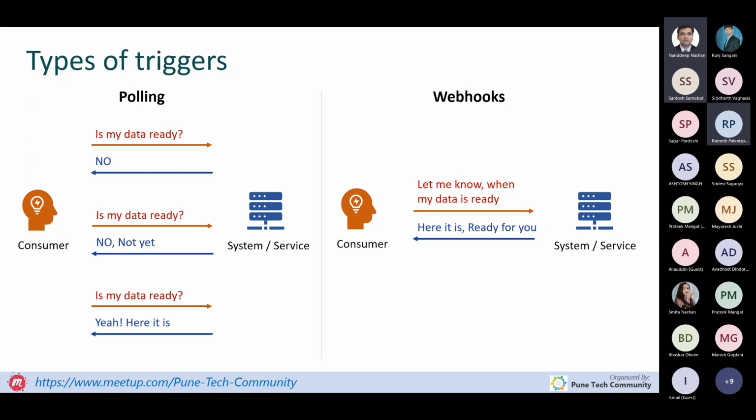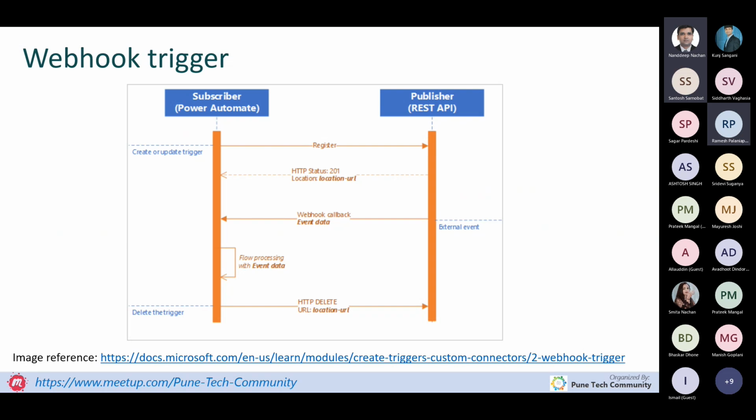And then we are going to see how we'll be able to create those triggers in Power Automate for our custom connectors by implementing both these techniques, polling as well as webhooks. Okay, so let us go into the webhook first, because it is very much effective to use, but at the same time, a bit difficult to implement.